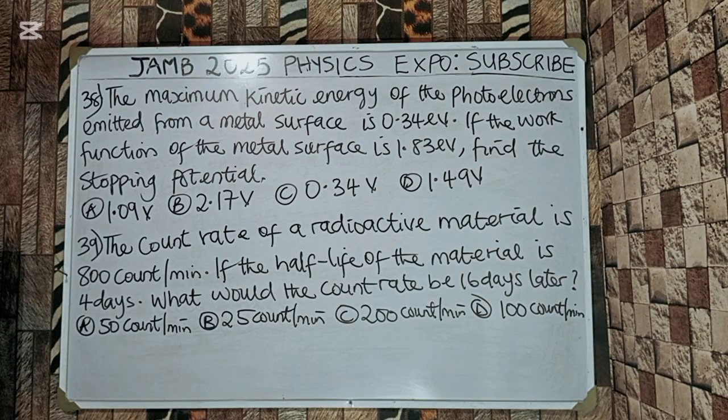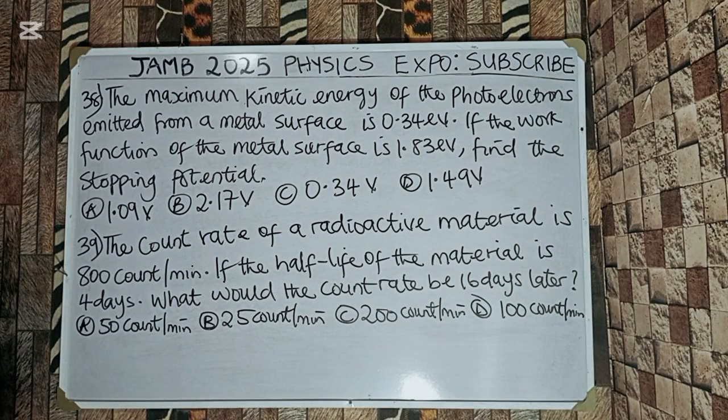Question 38. The maximum kinetic energy of the photoelectrons emitted from a metal surface is 0.34 electron volt. If the work function of the metal surface is 1.83 electron volt, find the stopping potential. Option A, 1.09 volt. Option B, 2.17 volt. Option C, 0.34 volt. Option D, 1.49 volt.